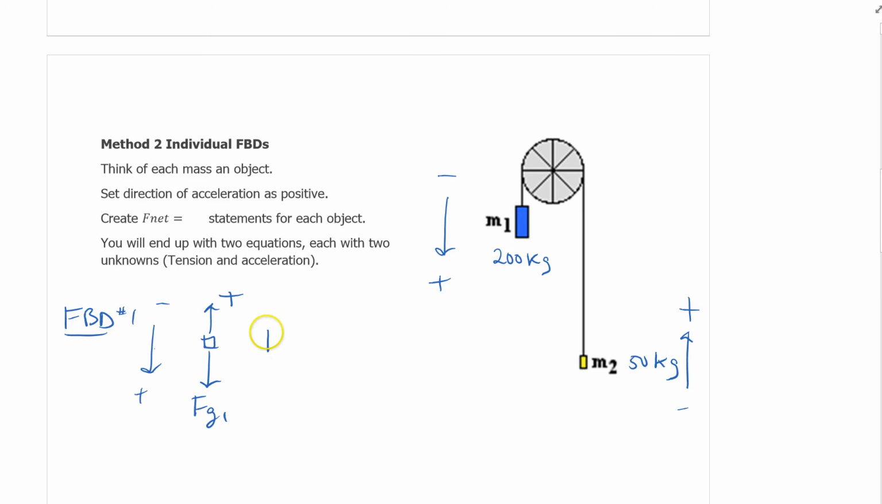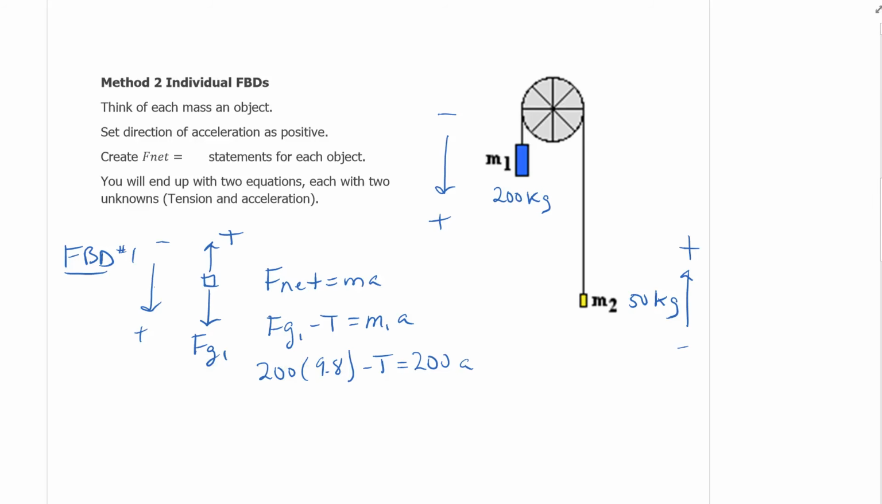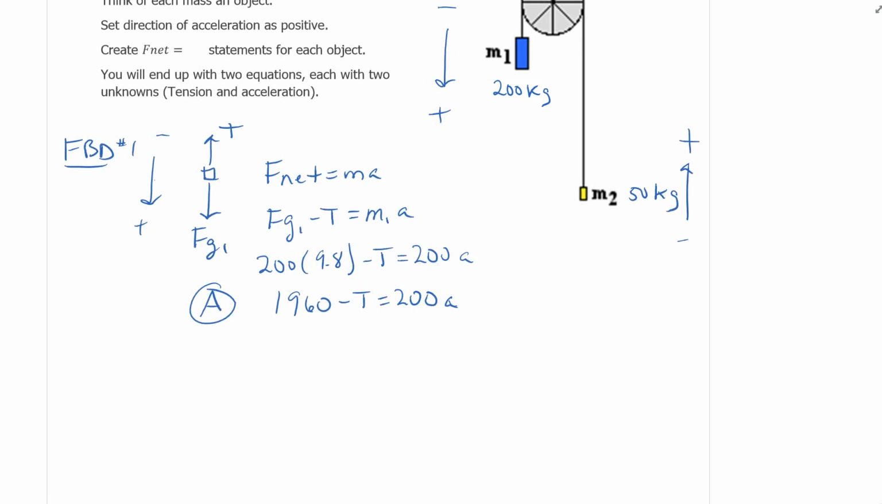So again, when I draw my F net equals ma statement, I'll say Fg1 minus the tension force is equal to m1 times a. Now I can plug in all the numbers that I know. I can say 200 times 9.8 minus the tension force is equal to 200 times a. I'll even do the 200 times 9.8 here. I'll say 1960 minus the tension force is equal to 200a. That's as far as I can get because I have an equation with two variables, and I can't solve that. So I'm just going to stop here, and I'm going to say that is equation letter A. All right. Now I'll go on to FBD number 2.